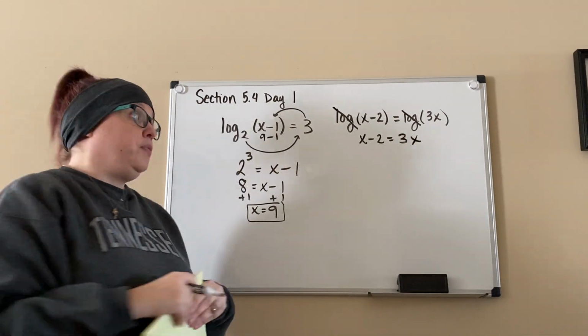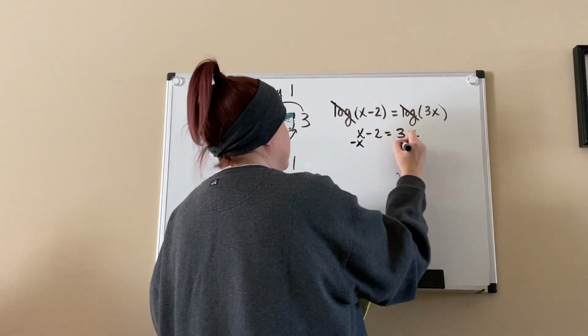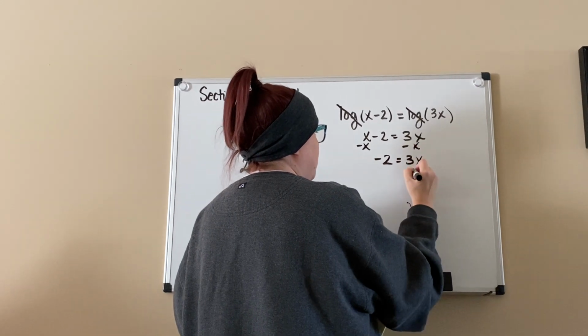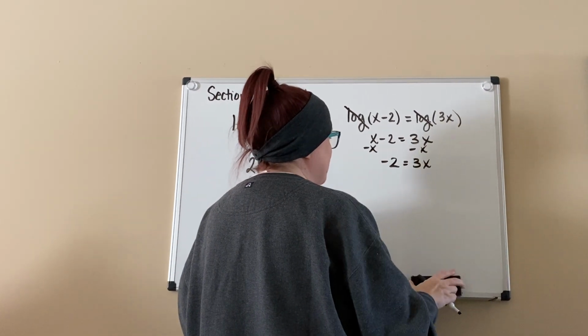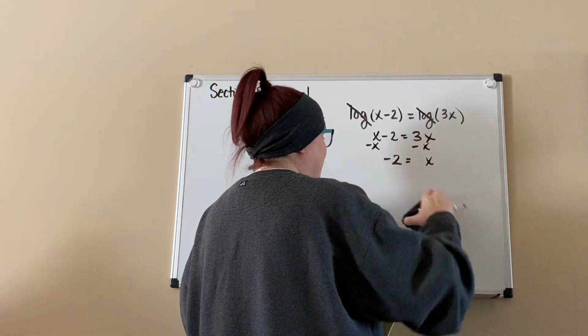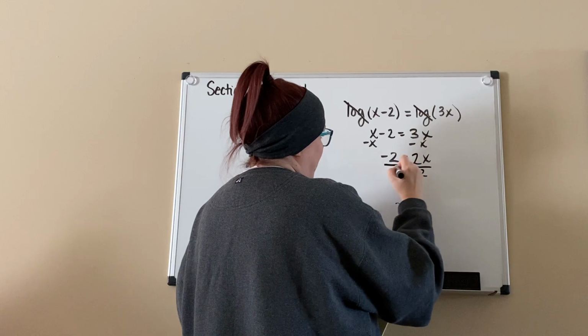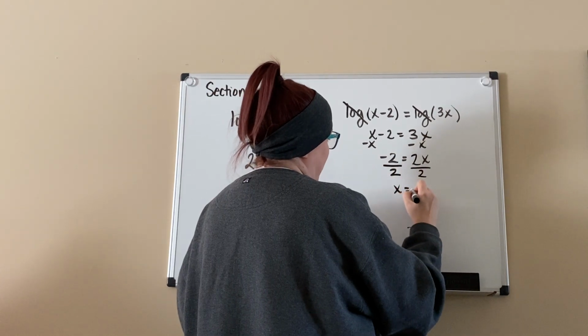So to solve it, I would subtract x, get negative 2 equals 3x. No, I'm sorry, that was my fault. Equals 2x, that was a silly mistake. Divide by 2, and you're going to get x equals negative 1.